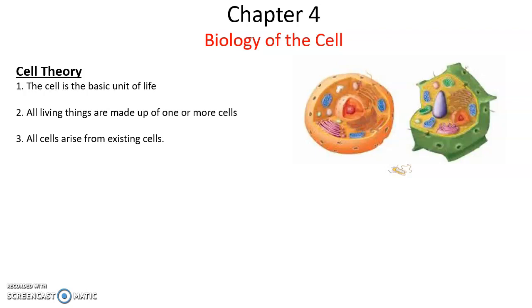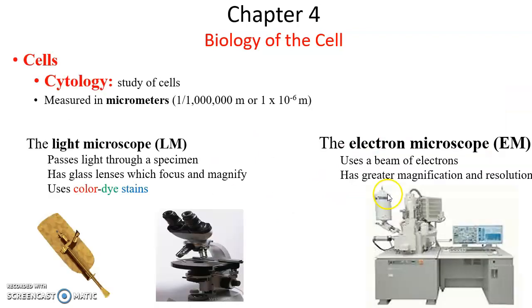And then the third is that all cells arise from existing cells. There's no spontaneous generation. Human cells come from other human cells. Bacterial cells come from other bacterial cells, and so on.